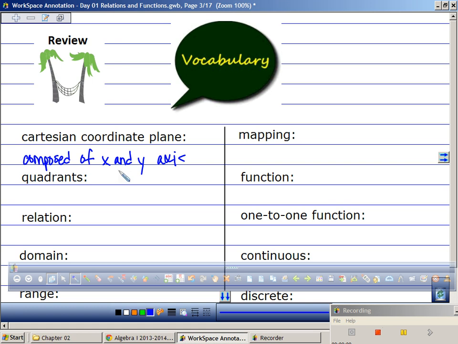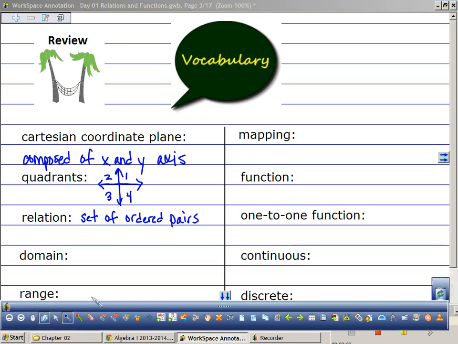Okay, so quadrants. Quadrants can be explained with just a picture, correct? 1, 2, 3, 4, going in a counterclockwise fashion. A relation is a set of ordered pairs. Domain is a set of the x-coordinates.